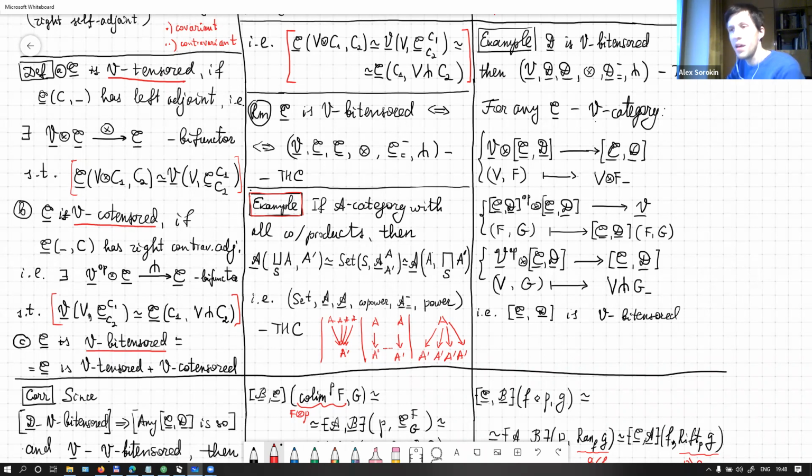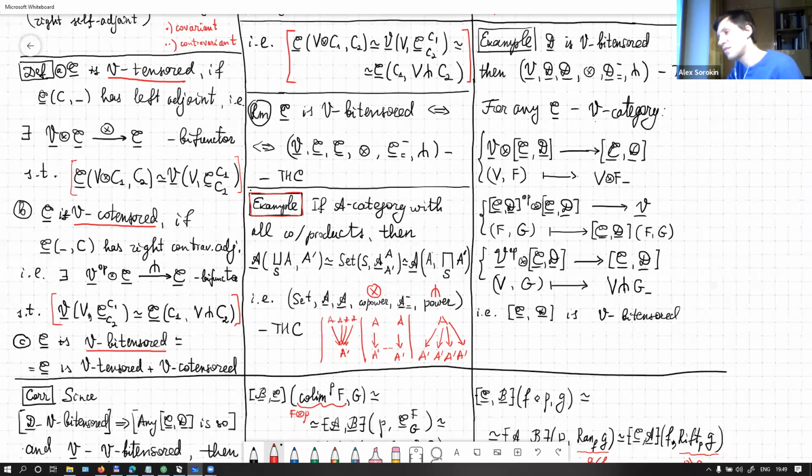Then we have the following Tensor-Hom-Cotensor situation, where tensor is given by copower. By copower, I mean taking a disjoint union as many times as we need. By cotensor, I mean power, so taking some object's product with itself as many times as we have elements in the set S, and we have a Tensor-Hom-Cotensor situation.